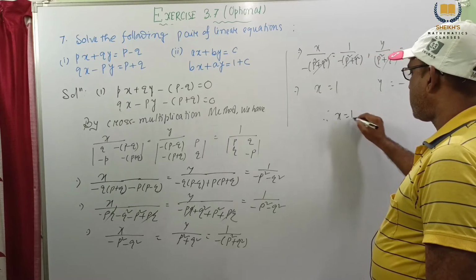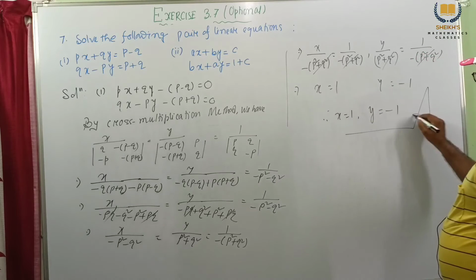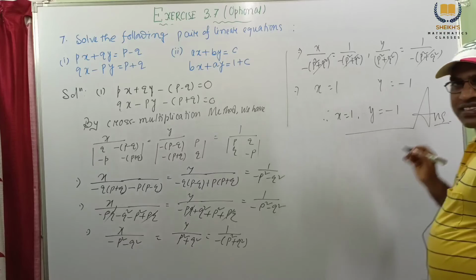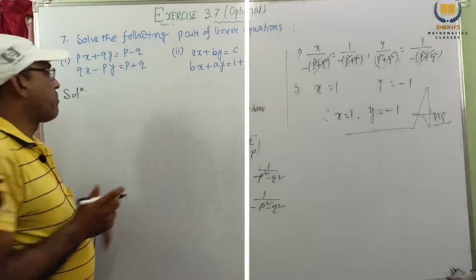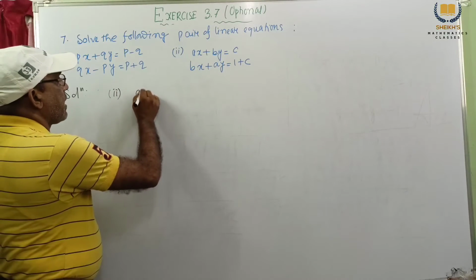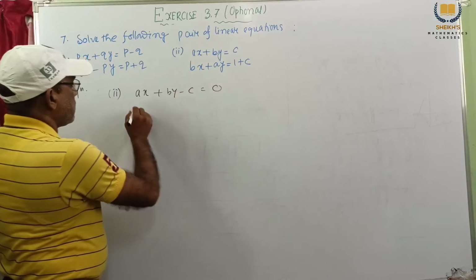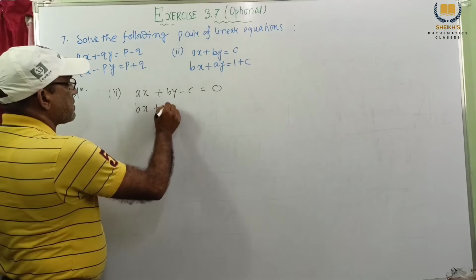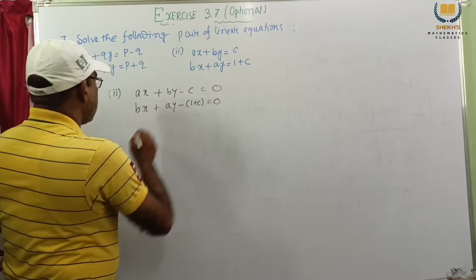Therefore, x equal to 1, y equal to minus 1. This 2 is our answer. This is the answer. So very easy. Consider problem number 2. In 2, this is ax plus by minus c equal to 0, bx plus ay minus 1 plus c equal to 0.